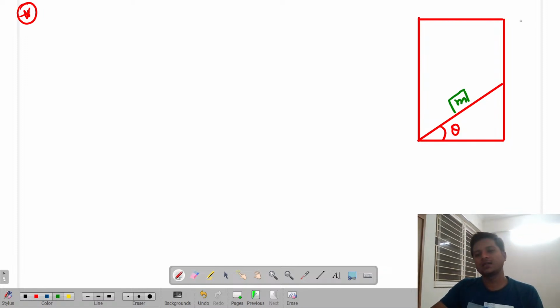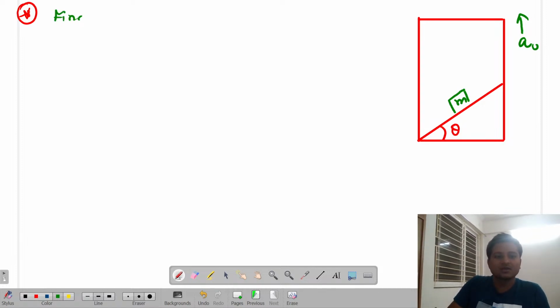Okay, and this lift, let us first consider that the lift is going with acceleration a naught in the upward direction. Then find the normal. Once again, find the normal and acceleration of block.